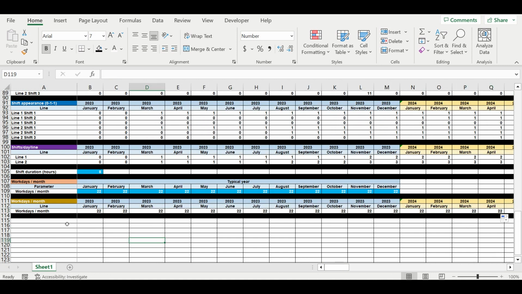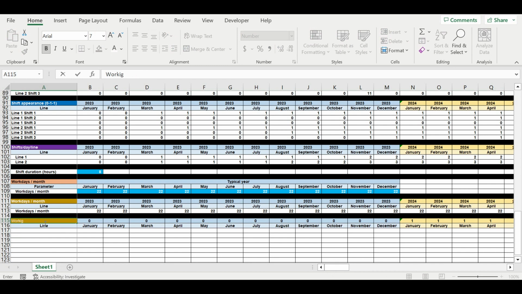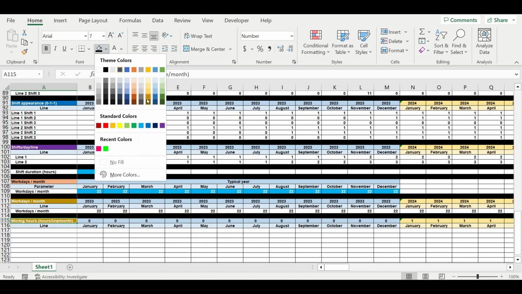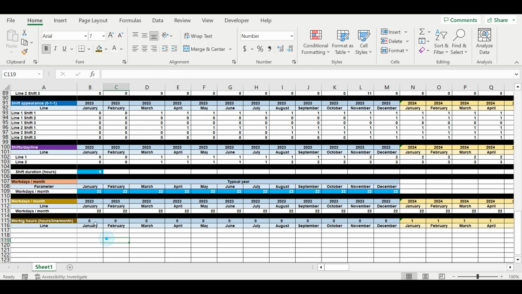And now we will be calculating the working hours per month. So this will be working hours per line per month. So how will I be calculating that?